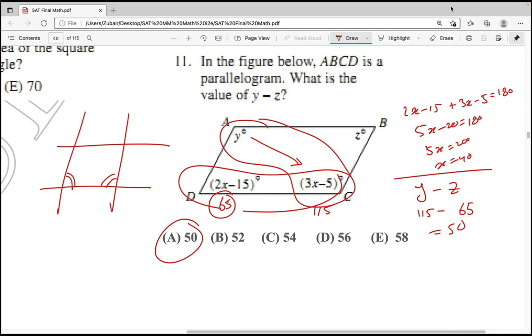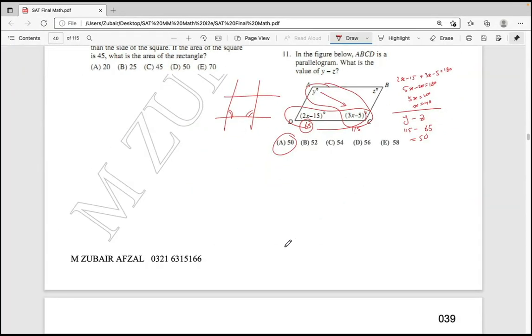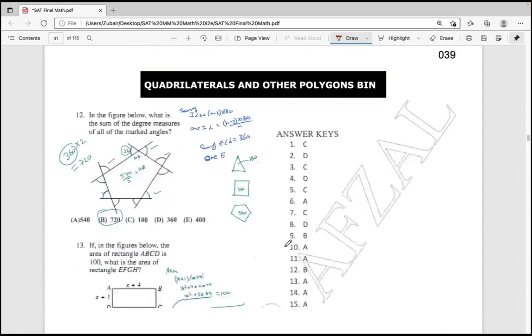Okay, now I'm going to touch this new topic, that is area and perimeter. But there's no new concept.